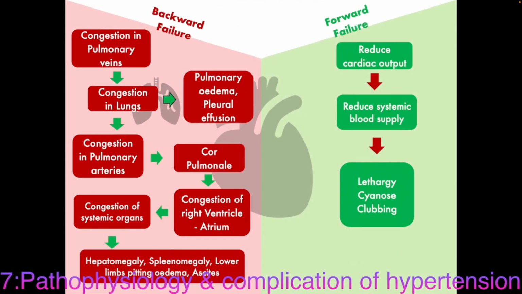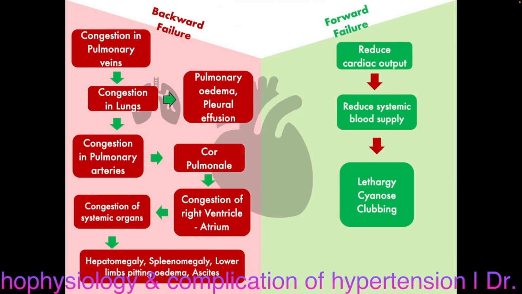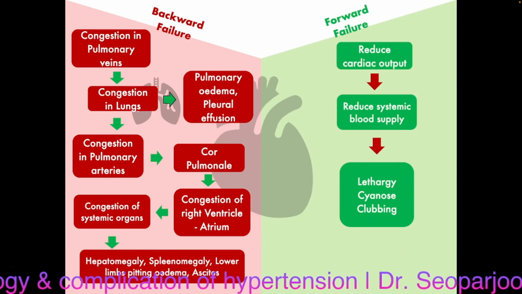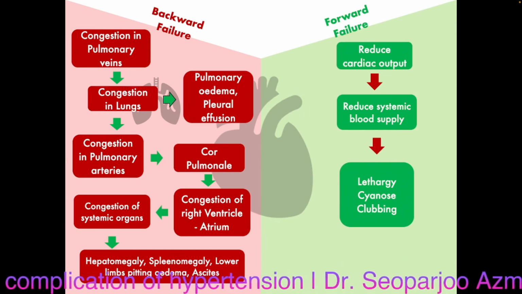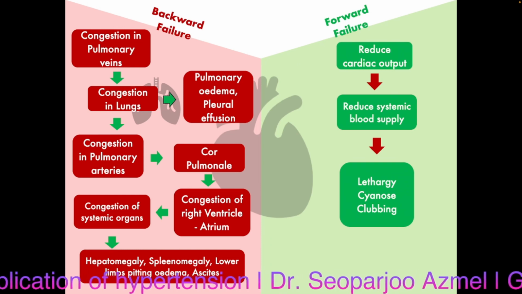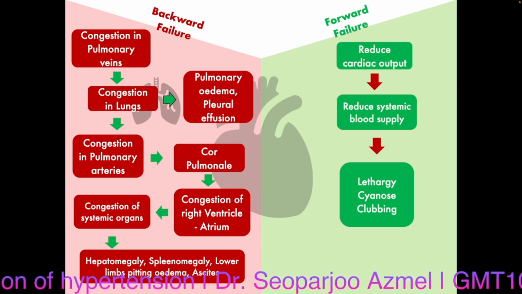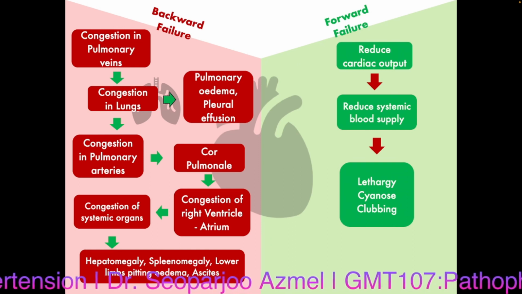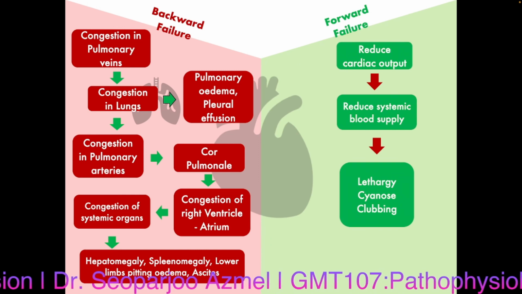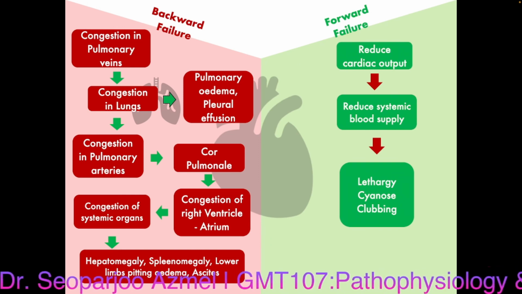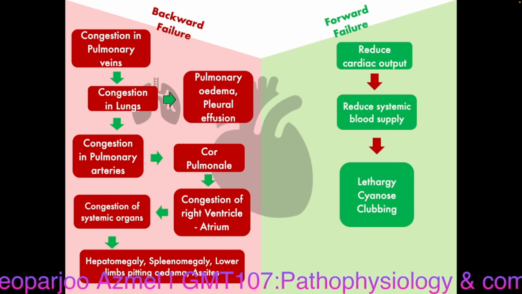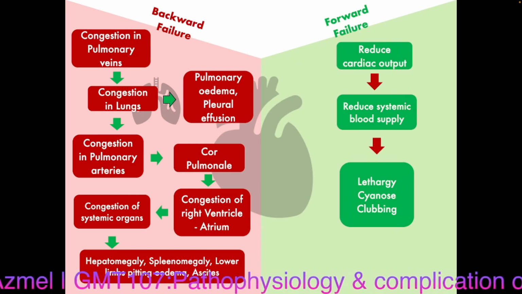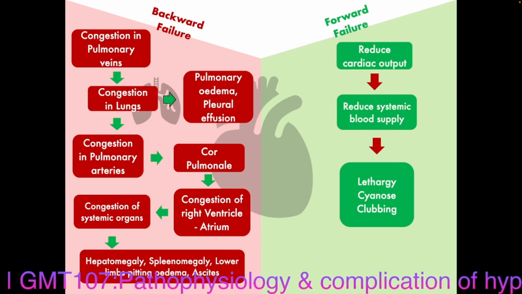What will happen when there is a backward failure is that the first thing to occur is congestion in the pulmonary veins. When there is congestion in the pulmonary veins, there will be congestion in the lungs. When there is congestion in the lung, the patient can present with pulmonary edema and also pleural effusions. And if it goes further backwards, it can cause congestion in the pulmonary artery and cause cor pulmonale in the heart.